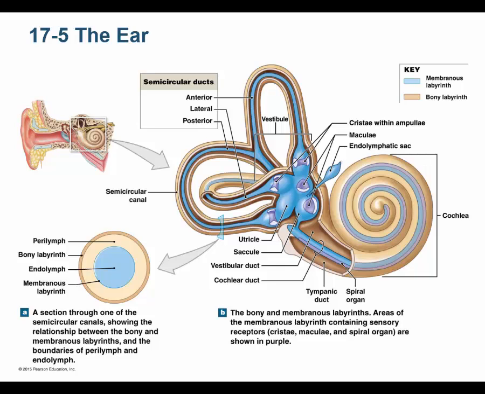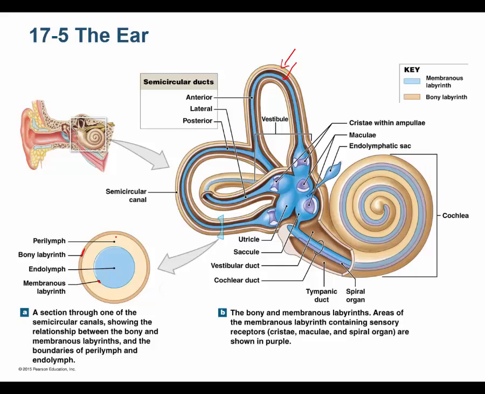All right, this is a tube within a tube body plan. You have to keep remembering that all the time. What's going on here is you have this bony labyrinth right here, and then you have this membranous labyrinth right here. So the membranous labyrinth is the tube within the bony labyrinth, which is a tube. It's a tube within a tube body plan. And you can see that right here's the bony labyrinth, and right here's the membranous labyrinth.